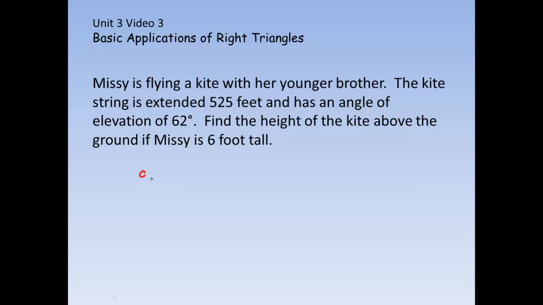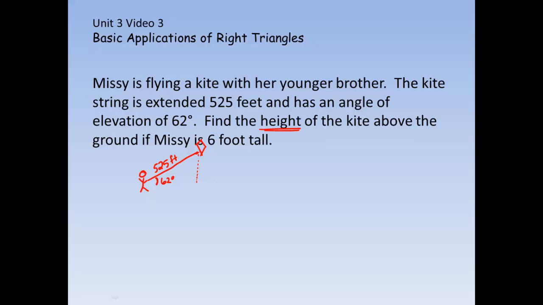So we've got somebody standing and they're holding this kite string. So we got our kite. And we know that the kite string is 525 feet long. We also know that the angle of elevation, so the angle that we're going to get here, is 62 degrees. What we're looking for is the height of the kite. So we want to know how high above the ground the kite is.